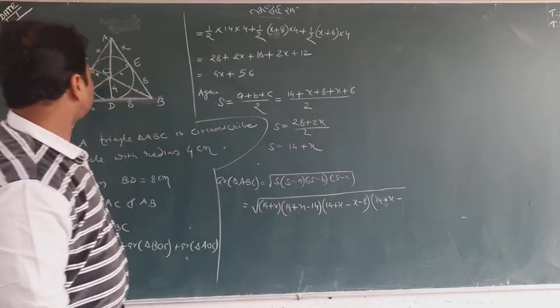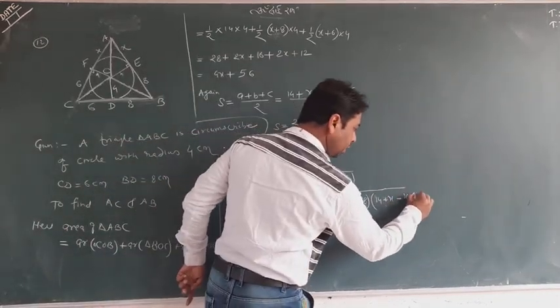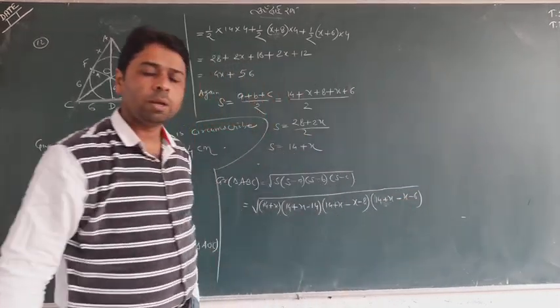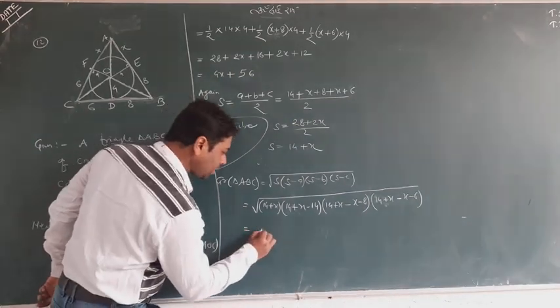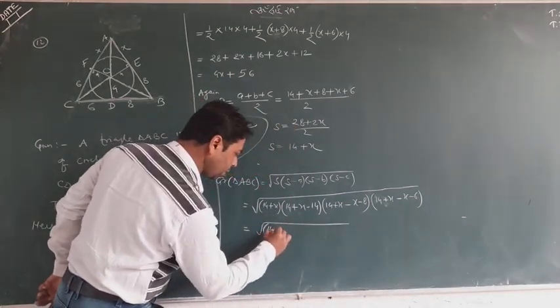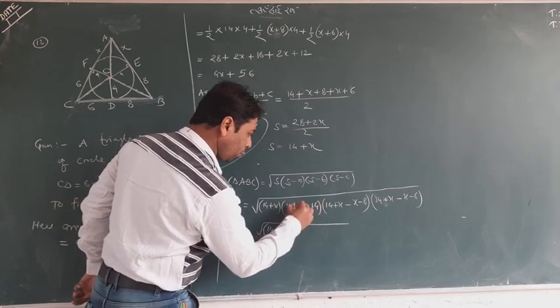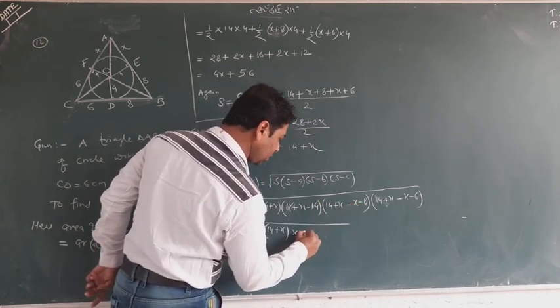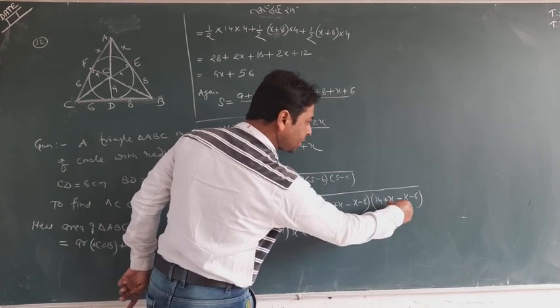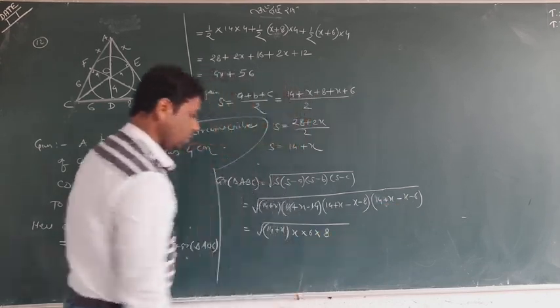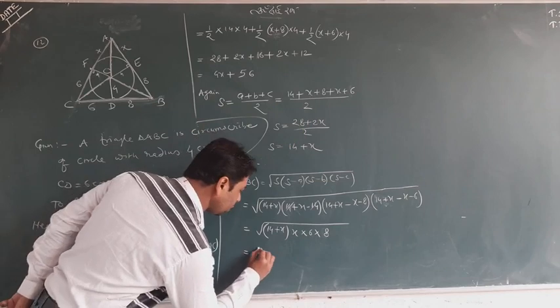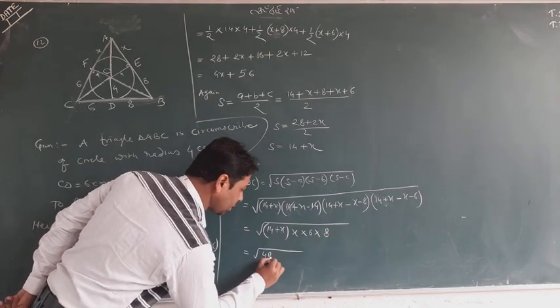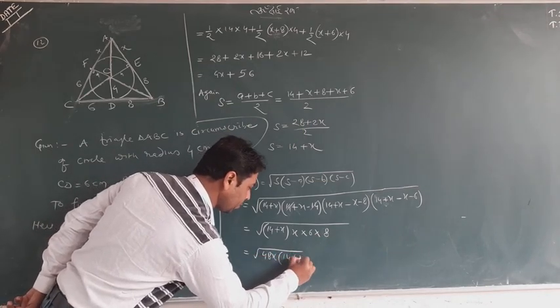c is x plus 6. You can understand why I have chosen the minus sign. Now next is 14 plus x. 14 cancel, x will be there. x and x cancel, 14 minus 8 is 6. And x and x cancel, 14 minus 6 is 8. So lastly we have got the square root of 8 times 6, 48x, and 14 plus x.